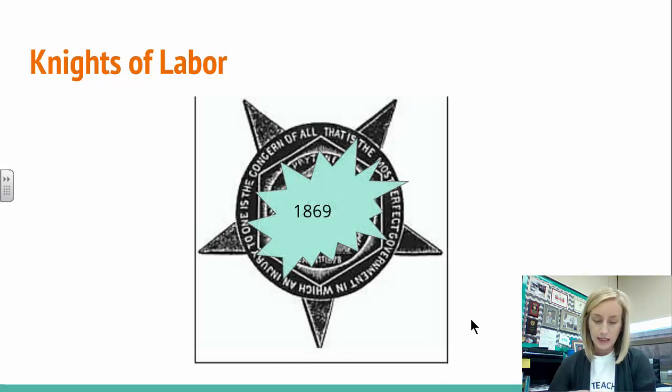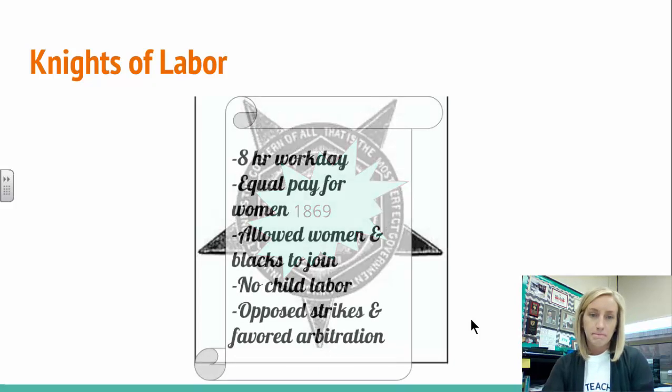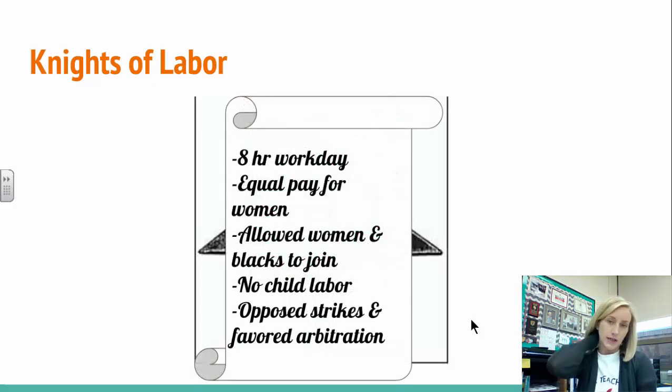They were formed in 1869, and they advocated for these things here: an 8-hour workday, equal pay for women, which made them very different from the other groups. They didn't discriminate, and they were rather progressive at this time in that they allowed both women and blacks to join this labor union. They advocated for no child labor, and they actually opposed strikes, instead favoring arbitration.